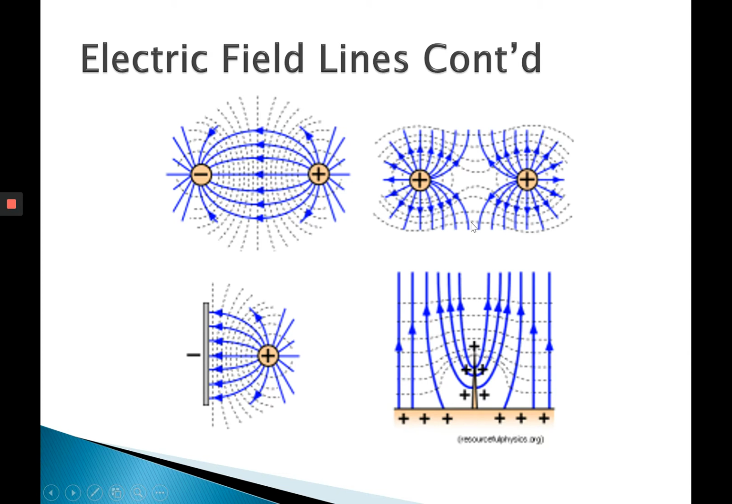So how would this be different if they were both negative? Well, if they were both negative, the blue lines would look identical except for one small change. Do you know what that change would be? Instead of the arrows going away, the arrows would point towards the charges if they were both negative. So the arrows go out from the positive, and they go towards the charge if it's negative.